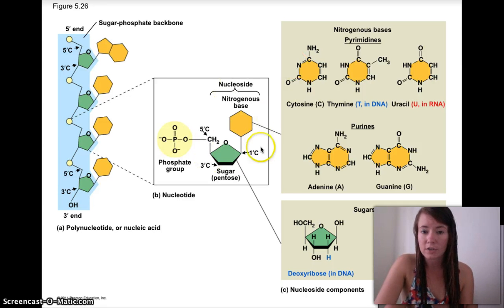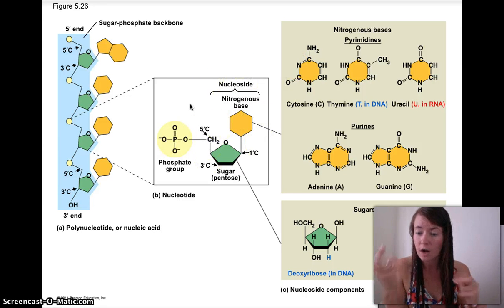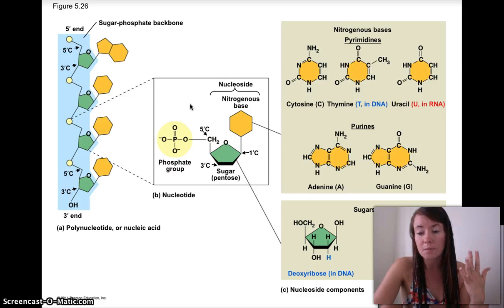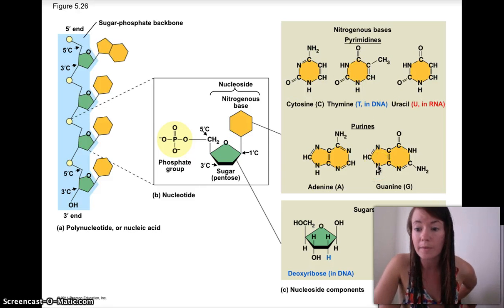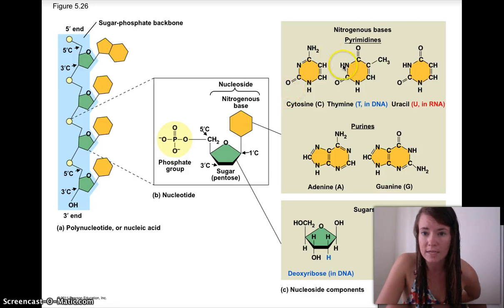However, our nitrogenous base, there's only 4. Sorry, there's 5. So instead of there being 20 amino acids, there's 5 nucleotides. And those 5 things are cytosine, thymine, uracil, adenine, and guanine. You probably remember these from regular biology 2 years ago. Okay, so any one of these 5 things could be replaced right there to make our nucleotide.